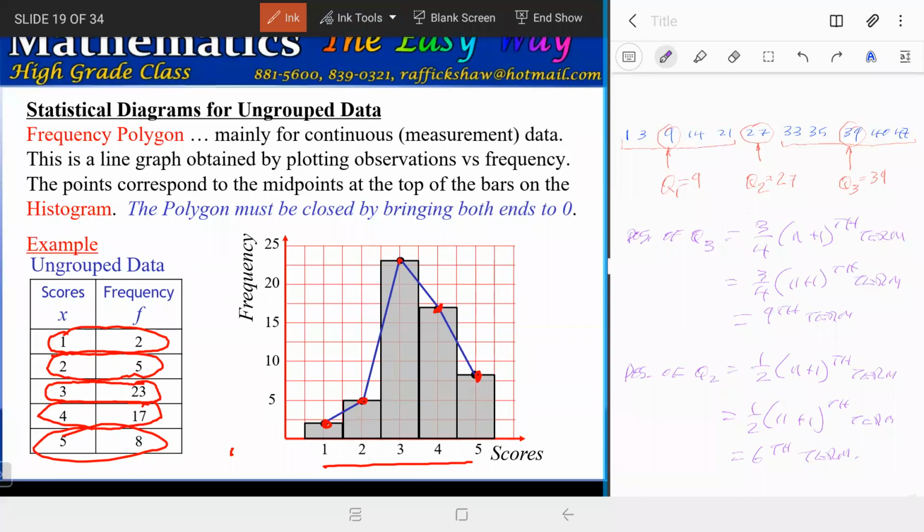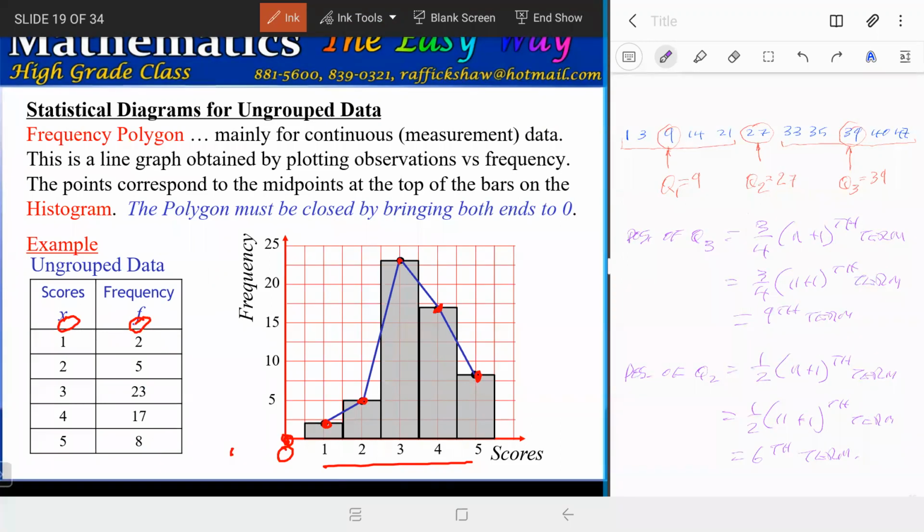The value before 1 would have been 0. And 0 had a frequency of 0 because there was no 0 on the table. There was no 0 score on the table. Let me erase and show you the table. Right, the table did not show any 0 score, so the frequency of 0 is 0.